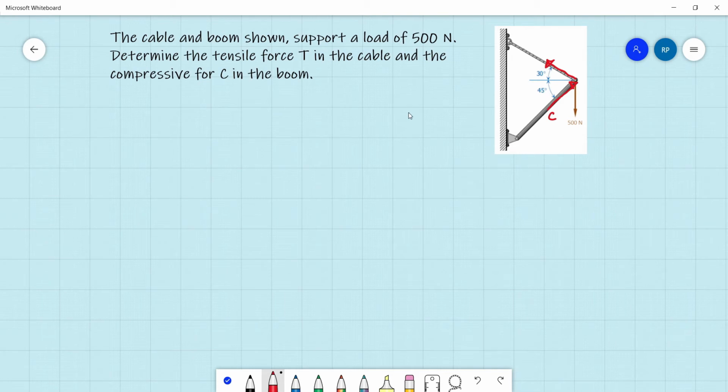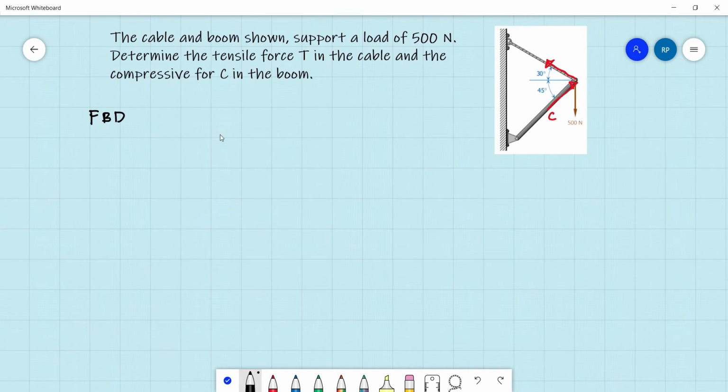So let's solve this one in a conventional way. First things first, what is the first thing that we want to do? Again, the first step is to draw a free body diagram.